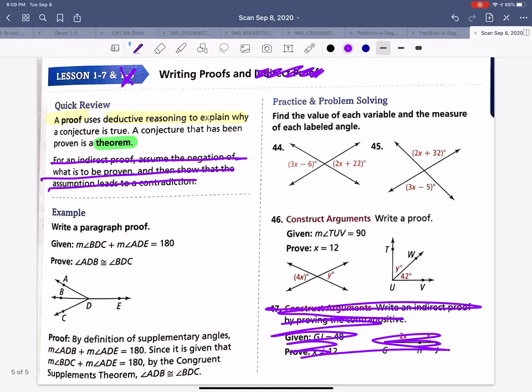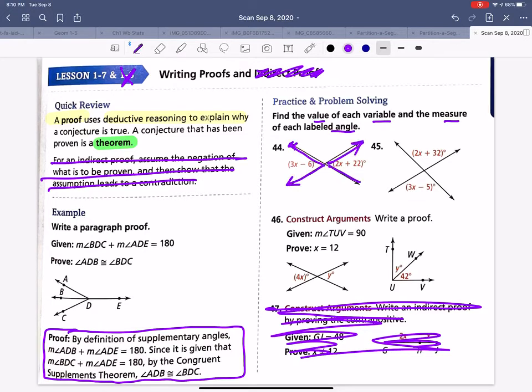Now it says, write a paragraph proof, and they did. So they just kind of wrote out their steps. They didn't write them in lines or lay that out for us at all. Now, question 44 says, find the variable and the measure of each angle. So let's go ahead and do that. It looks like these are vertical angles, right? And we learned today that they have to be equal. So let's just jot that down over here.